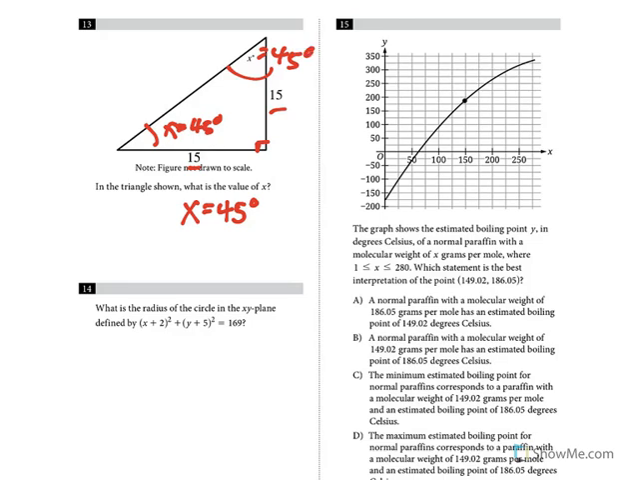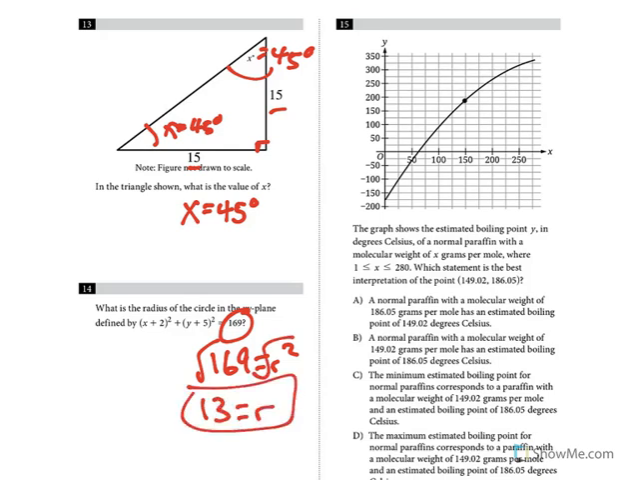Radius, we talked about this in the video for Module 1. We know that 169 is equal to the radius squared. Very conveniently, it happens to be a perfect square, and if it was not, we would just simplify the radical. We get 13.